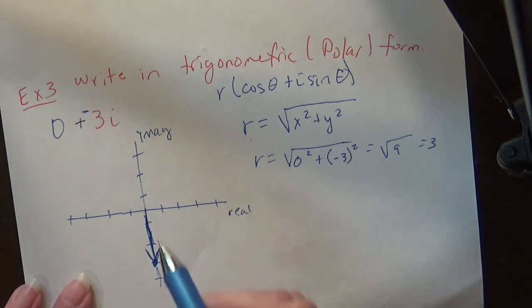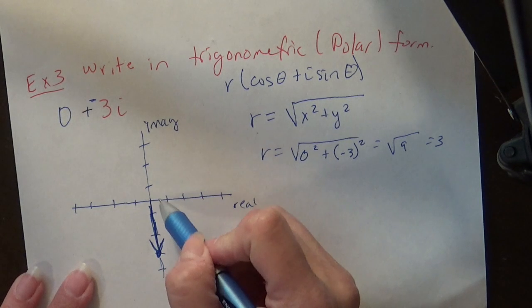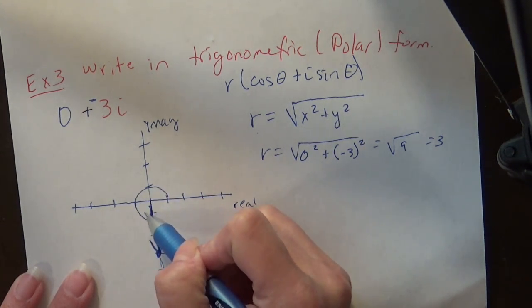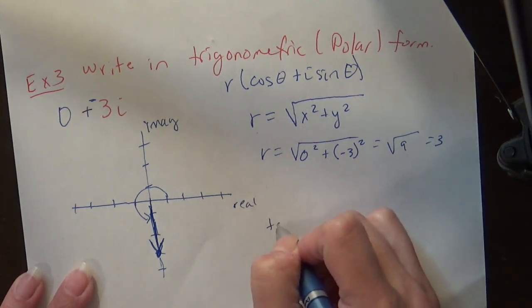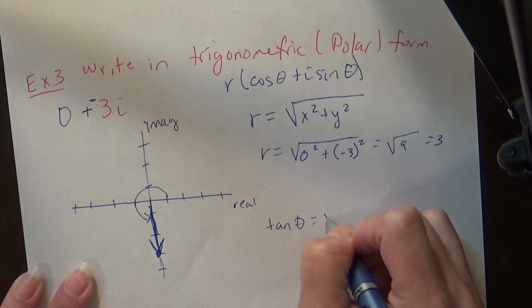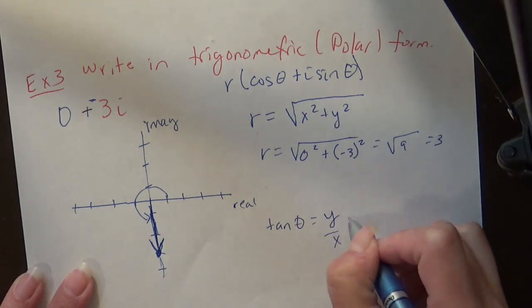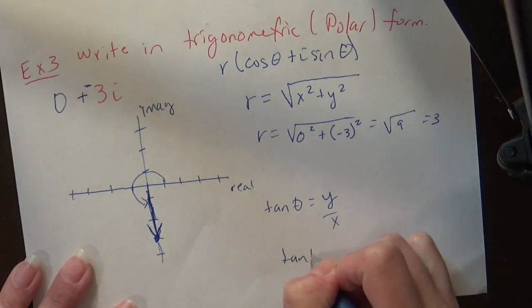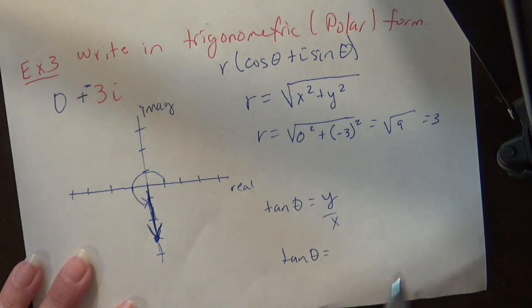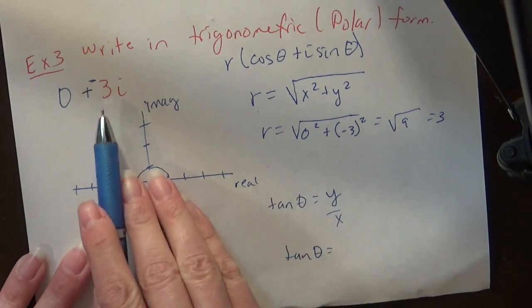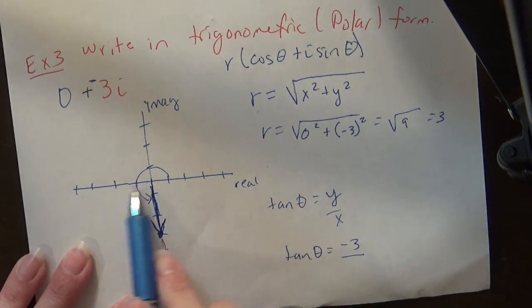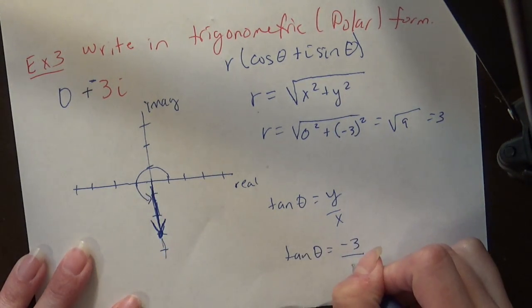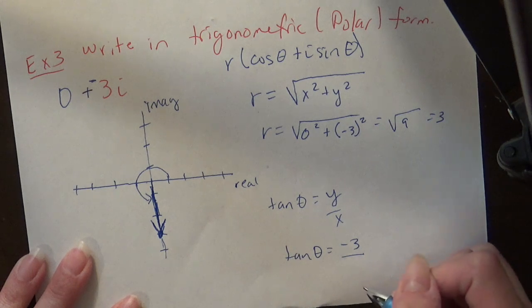Okay, in this particular example, yes, you can look at this and you can see that theta is 270 degrees. Okay, but what if it wasn't so straightforward? Then you could go to tan theta equals y over x. So tan theta equals, our y is our negative 3 from here, and our x is 0 because we didn't go anywhere on the real axis.